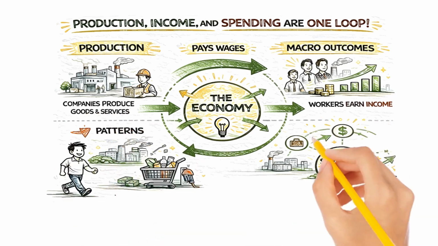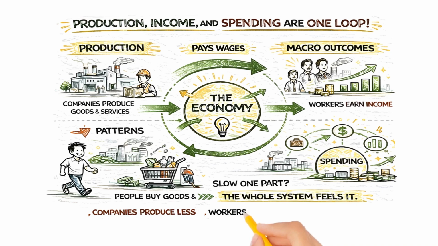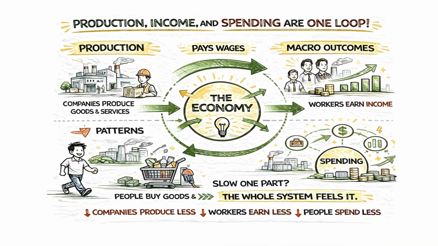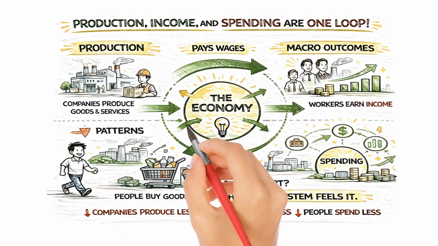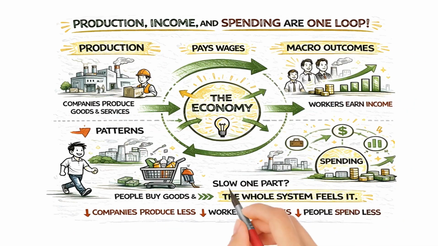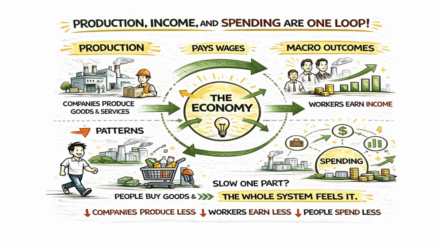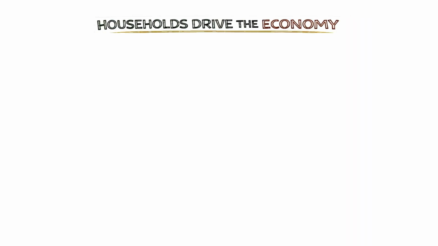This spending creates demand, which encourages more production. This loop is the foundation of the economy. If one part of this process slows down, the entire system feels it. If companies produce less, workers earn less. If people earn less, they spend less. And if spending falls, companies reduce production even further.